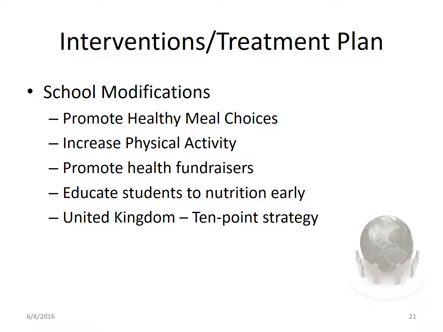And then there was an article I found from the United Kingdom. This author presented a 10-point strategy for children and adolescents. Some of the points included continued measurement and assessment of children in schools or general practice, meaning the doctor's office, to identify a high risk for and identify overweight or obesity early on.